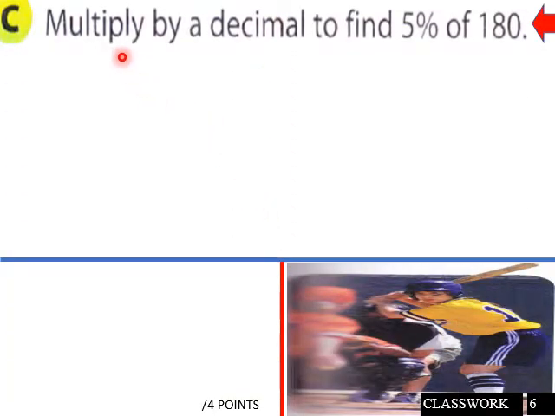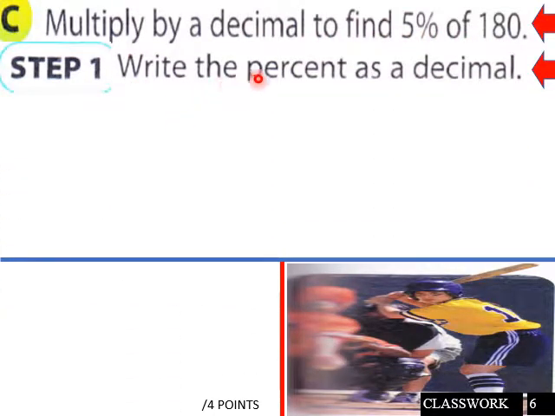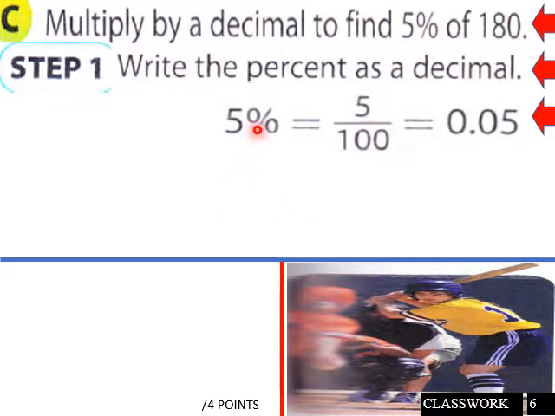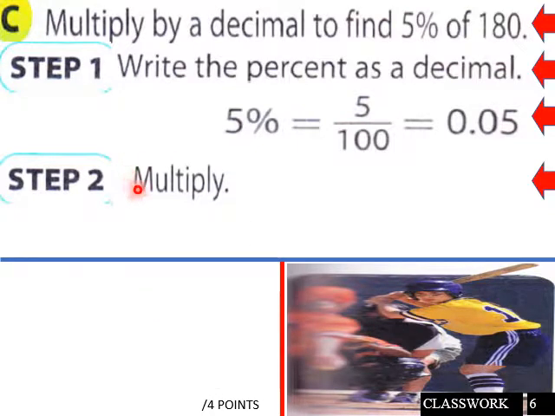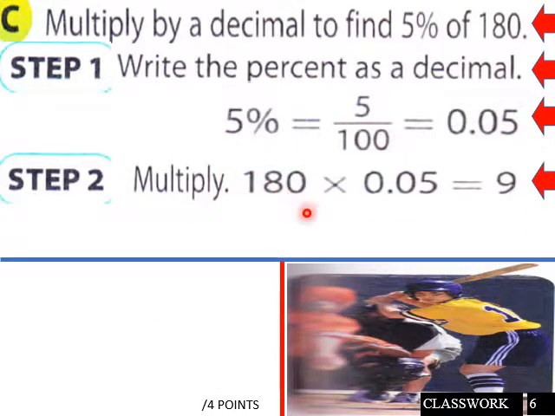Okay. C, multiply by a decimal to find 5% of 180. So step 1, write the percent as a decimal. How do you write 5% as a decimal? 5% equals 5 over 100, which is the same thing as 0.05, correct? So now, step 2 will be to multiply. So 180 times 0.05 will equal 9.